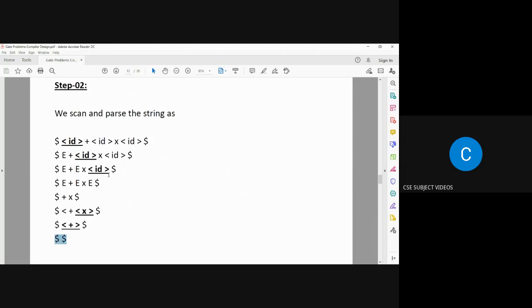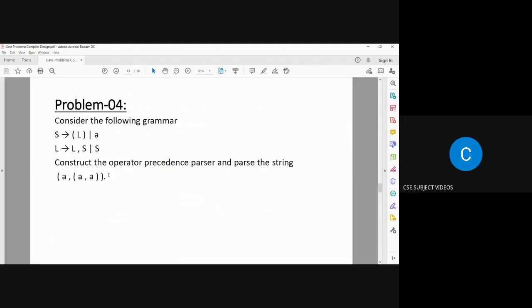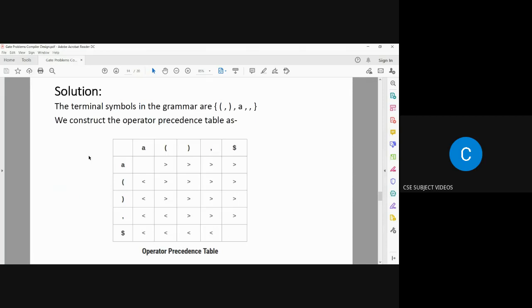Are you clear? Okay. Our next problem: consider the following grammar. S tends to open bracket L close bracket slash a. Second production, L tends to L comma S slash S. Construct the operator precedence parser and parse the string open bracket a comma open bracket a comma a close bracket close bracket.